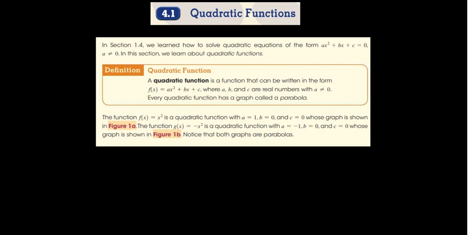Okay. A quadratic function is a function that can be written in the form f of x is equal to ax squared plus bx plus c, where a, b, and c are real numbers and a is not equal to 0. Again, same concept. Every quadratic function has a graph called a parabola. And of course, we know that as something looks like this. Okay, and of course, we know this is a parent function. The parent function being the square function. Okay, and of course, that's what that says down there.